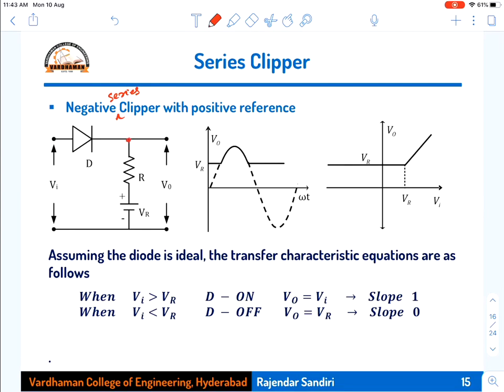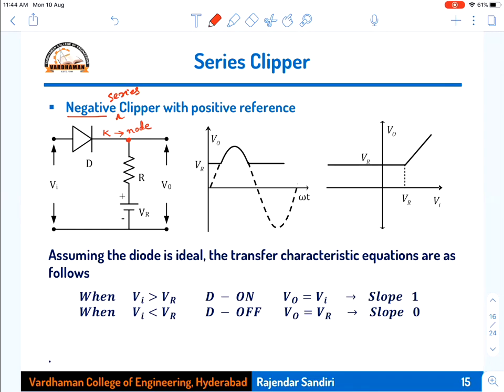And again, this is the output node, right? What is connected here? Cathode is connected to the output node, then that is called a negative series clipper. In either case, whether it is shunt clipper or series clipper, whether the cathode is connected to the node or the anode is connected to the node will decide the type of the clipper, negative clipper or positive clipper. Is it okay? So K is connected to the node, therefore negative clipper.